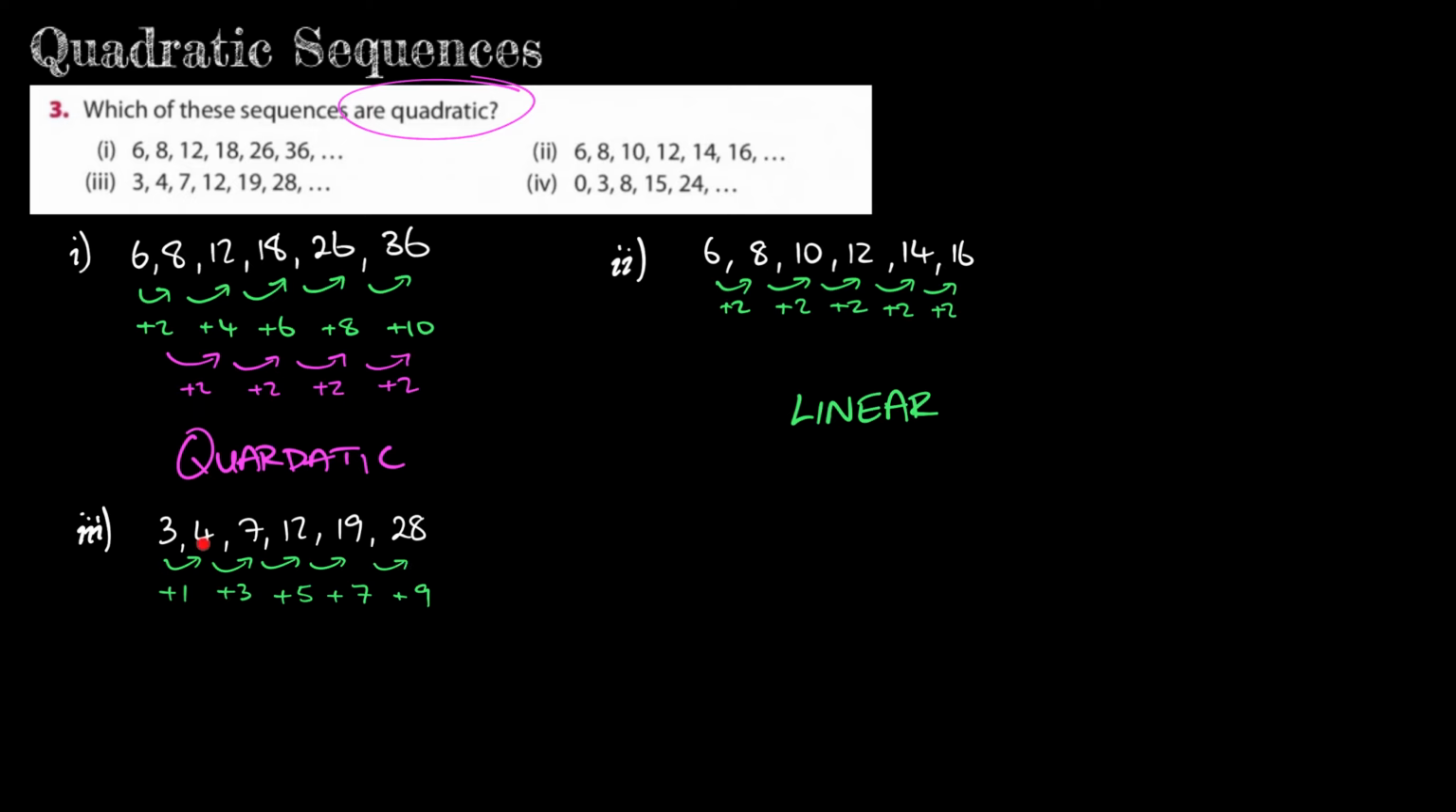Because the difference between each of these is 1, between this is 3, between this is 5, between this is 7, and between this is 9. To get the second difference, which I'm going to get now, it's going to be plus 2. So is this linear or quadratic? In this case, the second difference is constant. So if the second difference is constant, it is quadratic.